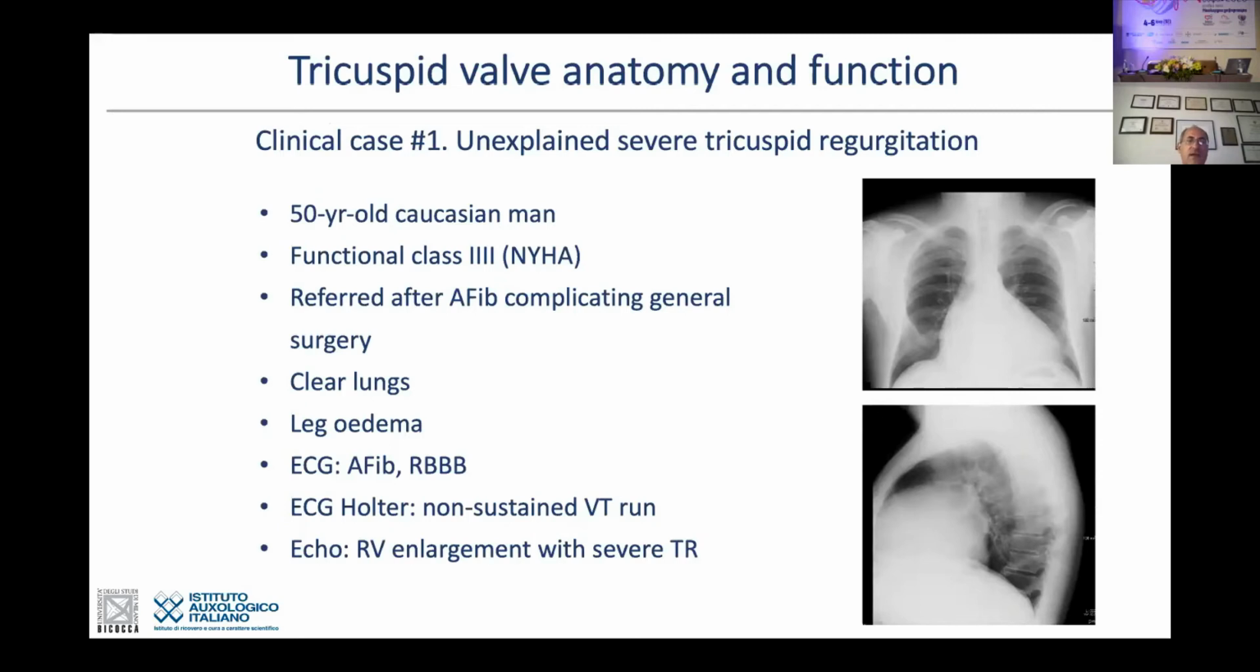This is a 50-year-old Caucasian man that was admitted for non-cardiac surgery. Actually, it was a cholecystectomy, and during surgery, he developed atrial fibrillation with heart failure, with clear lungs and leg edema. At the ECG, in addition to the atrial fibrillation, there was also a right bundle branch block, and during the ambulatory ECG monitoring, he developed an unsustained ventricular tachycardia run.